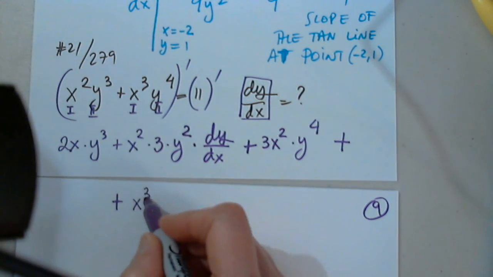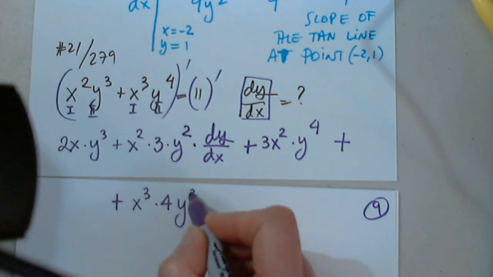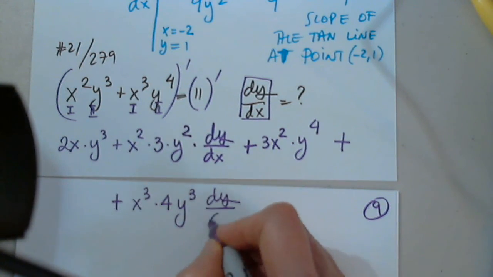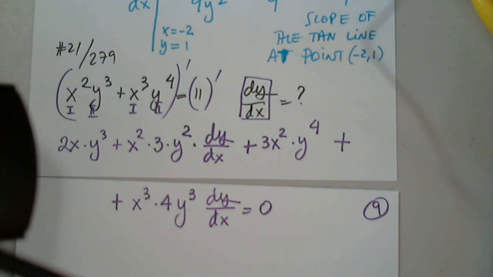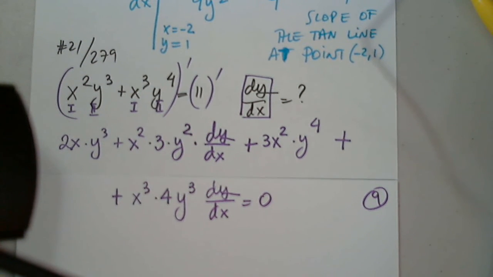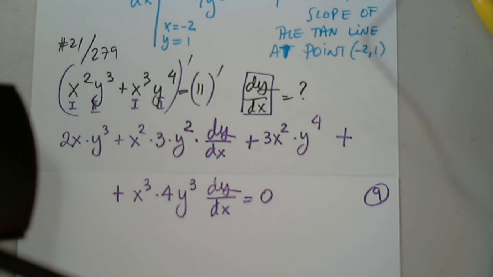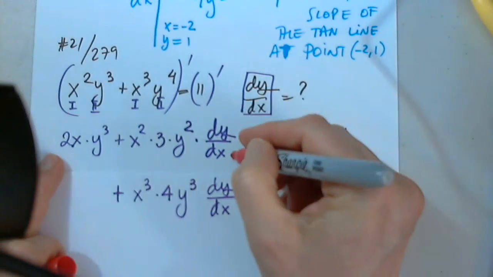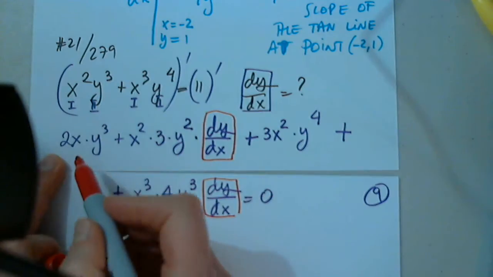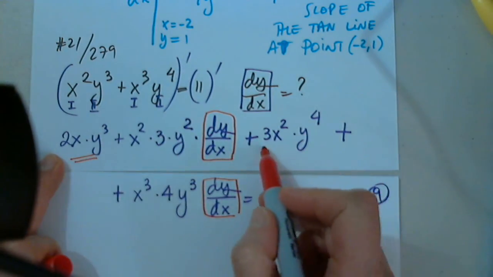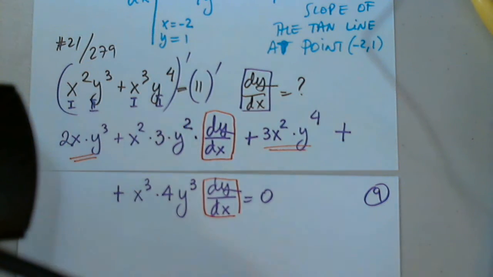X cubed times 4y to the 3rd times dy over dx, and the other side is nice. 11 never changes, so 11 prime is 0. At this point I realize that first I have to clean it up. It's all over the place, it doesn't look nice, but I know that this is what I'm after. So this has to move to the other side. This has to move to the other side.